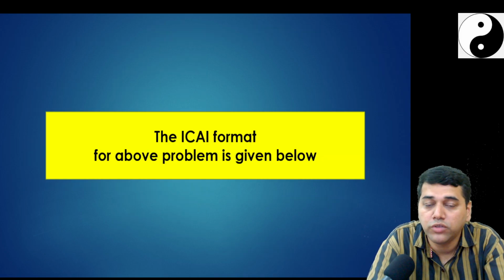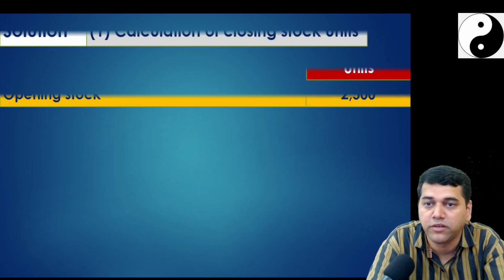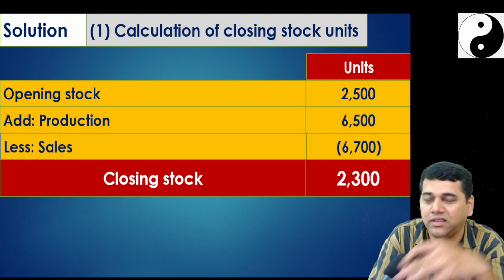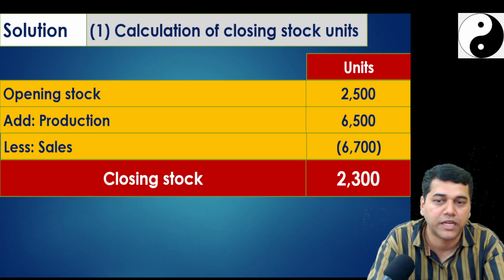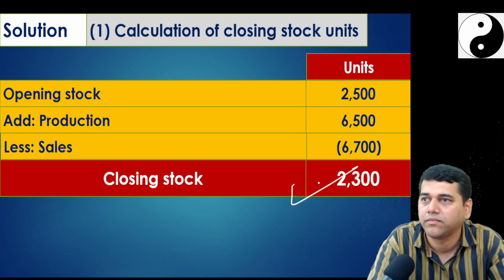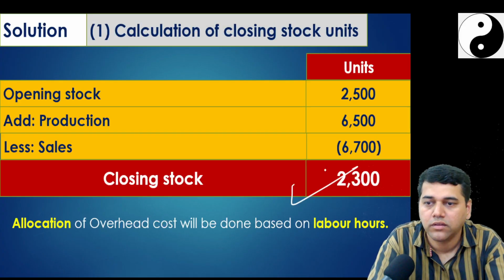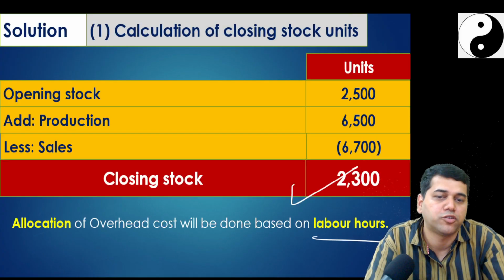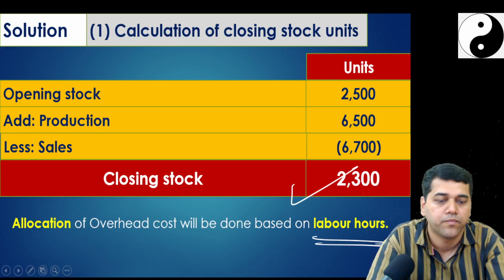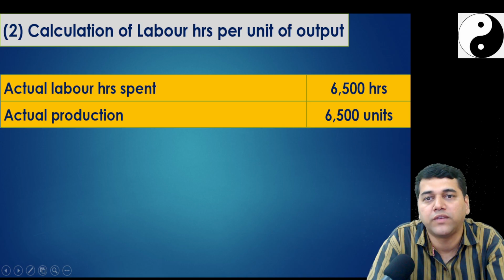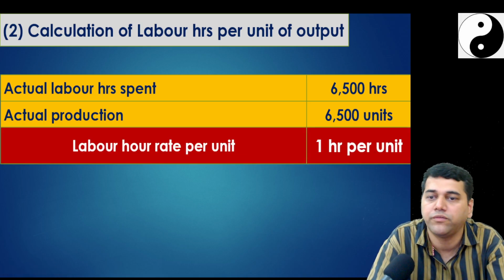Okay, so I will show you the ICA format for the above problem, given below. See, worst case you can do it my way. If you can understand the ICA way, you can do it that way. First step is the same. Allocation of overhead will be done based on the labor hours. Why? This is the assumption because it's labor intensive. Then they said calculation of labor hours per unit of output. We have also done this.